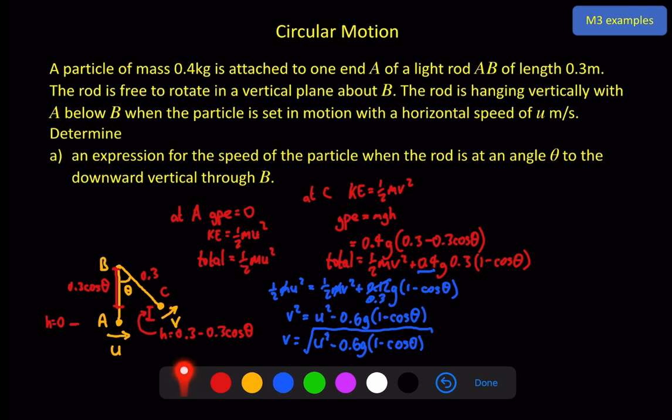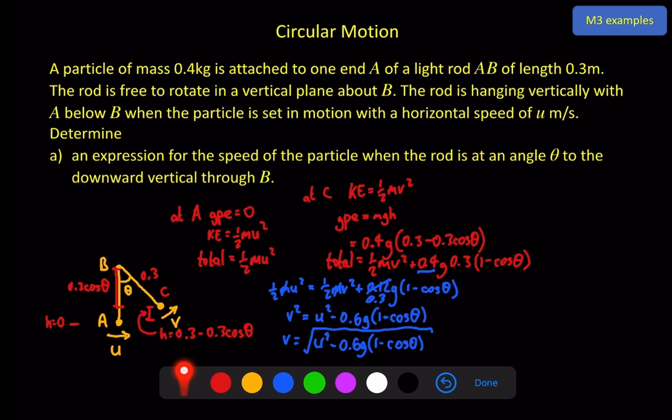I hope it's obvious that that should be dependent on the initial speed that's given, and also theta, how far around the circle it has travelled, because it will be losing, as you can see by the negative, it will be losing speed as it goes up and does work against gravity.